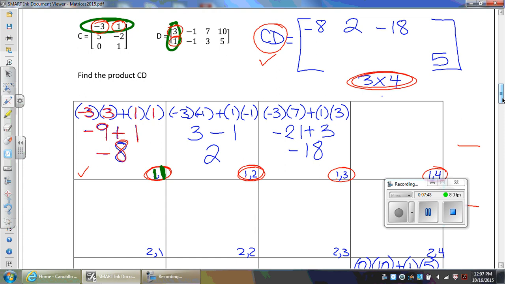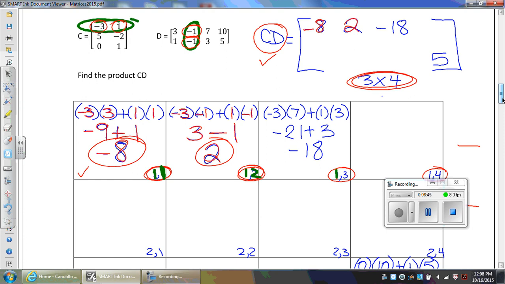For the next entry, I use the first row times the second column. That was -3 times -1, and then 1 times -1. So -3 times -1 is +3, and 1 times -1 is -1. Here, there's no need to use a plus and a minus. We could just say 3 minus 1, and so that is +2. If you notice, I'm writing those numbers here: -8, +2.